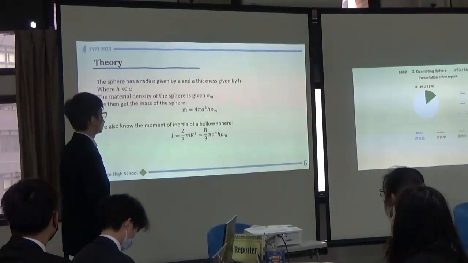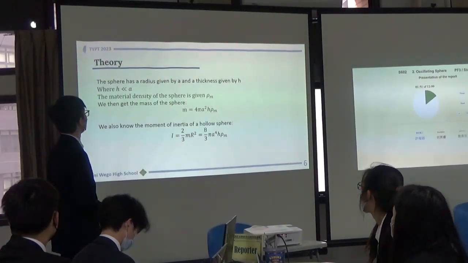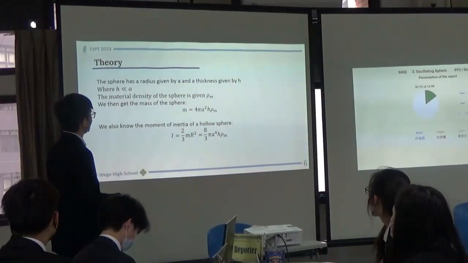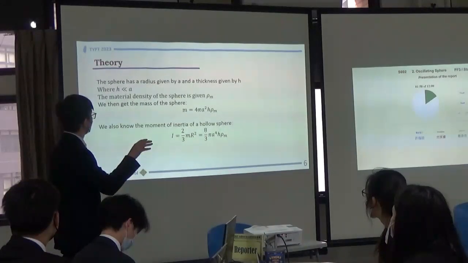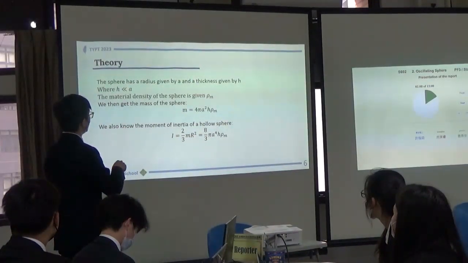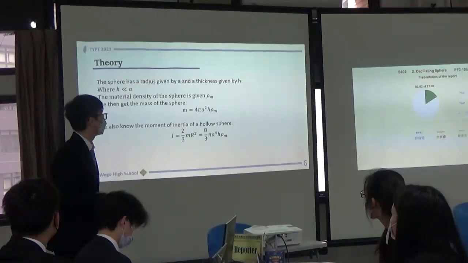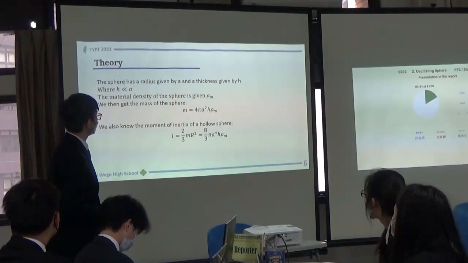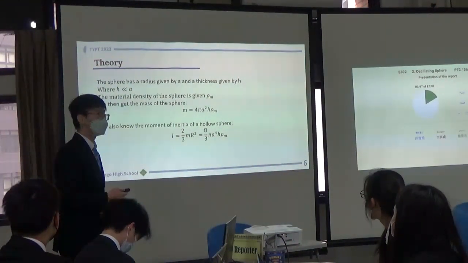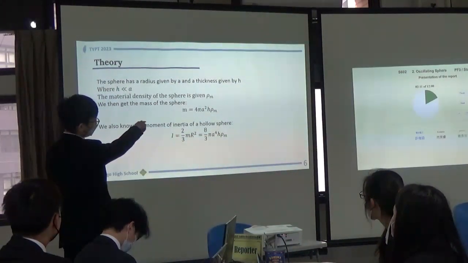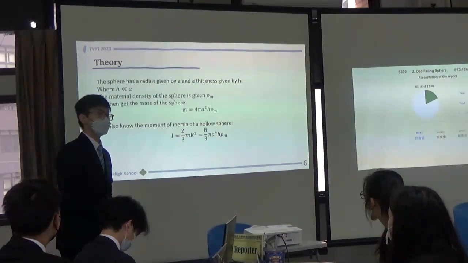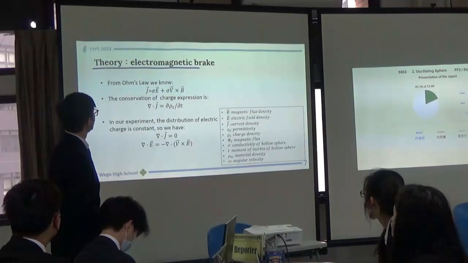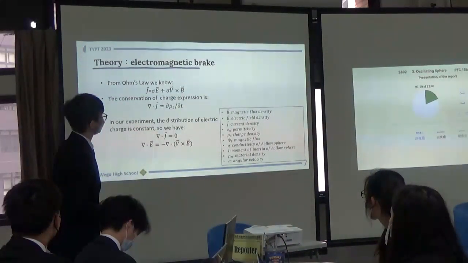So next, we'll enter the theory part. We assume that the sphere has a radius a and a thickness h, where h is much smaller than a. The material density of the sphere is given as rho, and we get the mass of the sphere as m, with the equation here. And we can also calculate the moment of inertia of the sphere. So next we'll talk about the electromagnetic brake.